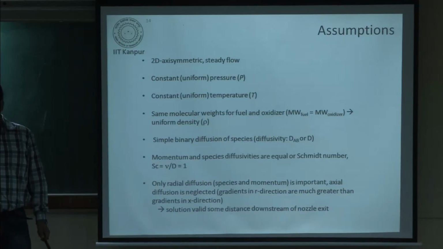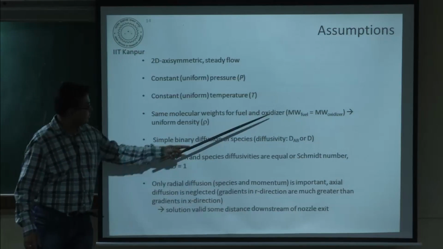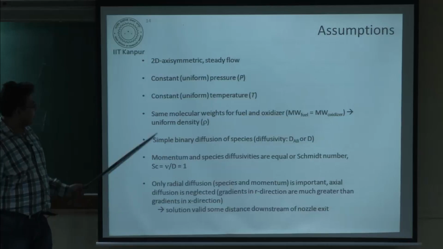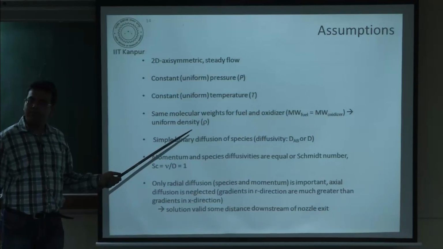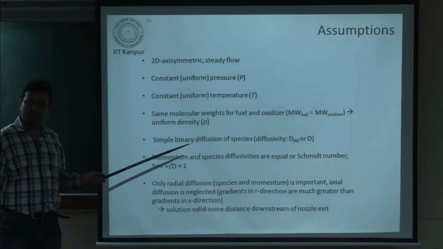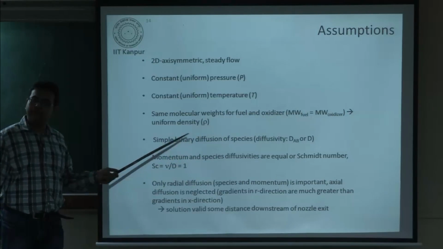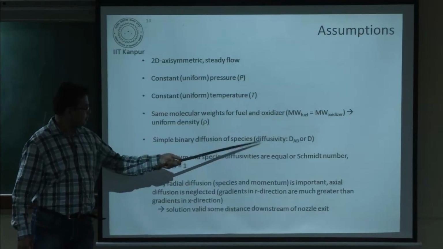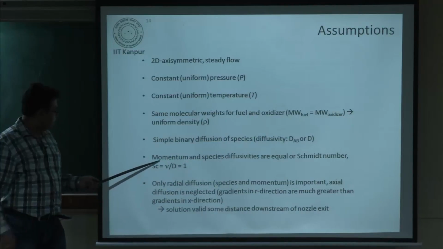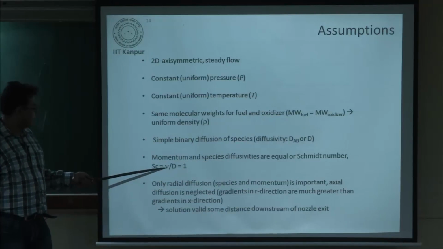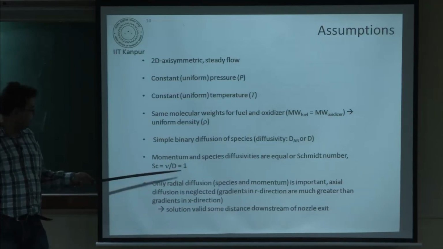There is a fuel jet surrounded by the oxidizer, and we are assuming that the fuel and oxidizer molecular weights are equal, and therefore we do not have to invoke the ideal gas law to calculate the gas density. The density will be uniform everywhere. It is a simple binary diffusion of species, and the momentum and species diffusivities are equal. That is what I said, the Schmidt number is unity, so momentum over mass diffusivity is unity.